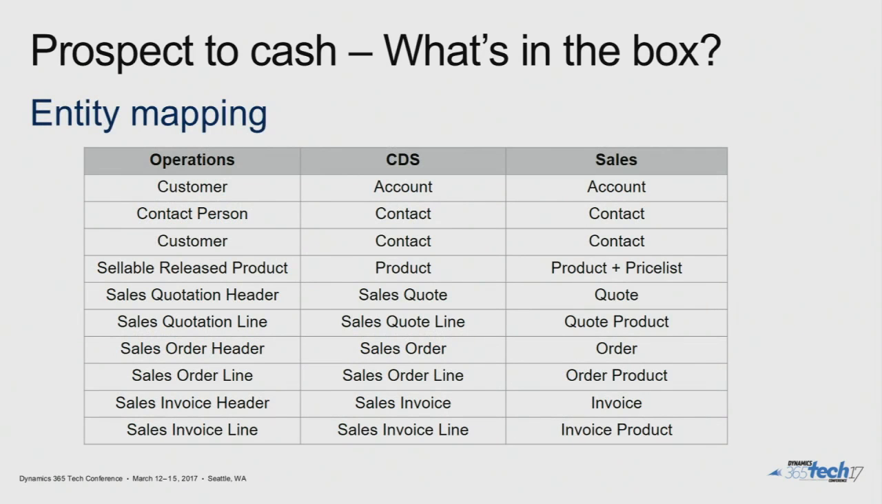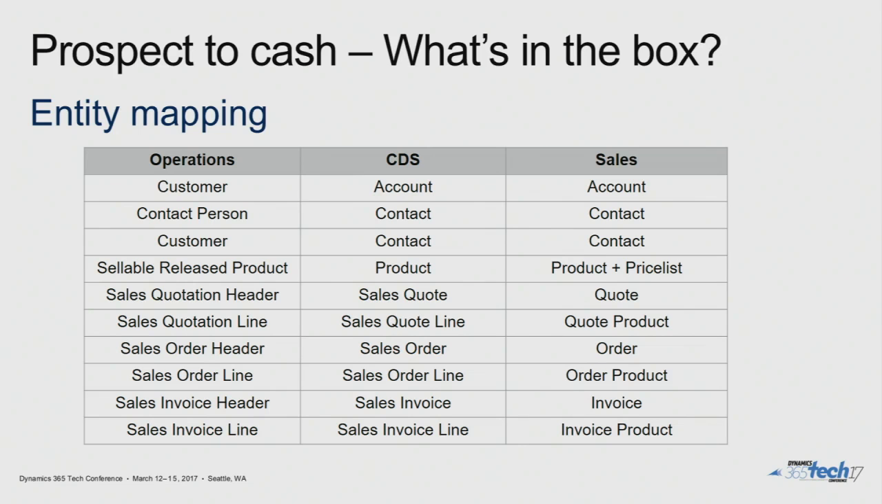So if I look at the mapping, to give you a bit more details on that, the customer inside of operations will map to the account entity in CDS, and that will map to the account entity inside of sales. On the next slide, I will dive into a bit more details on this specific one. The next one is contact person. We will map that to contacts in CDS and to contacts in sales. That's fairly straightforward.